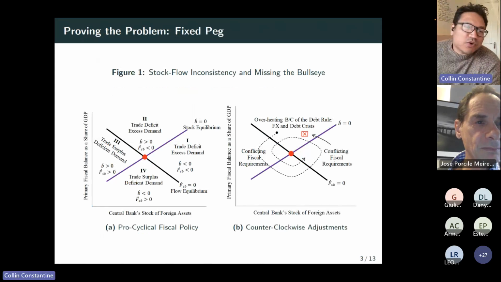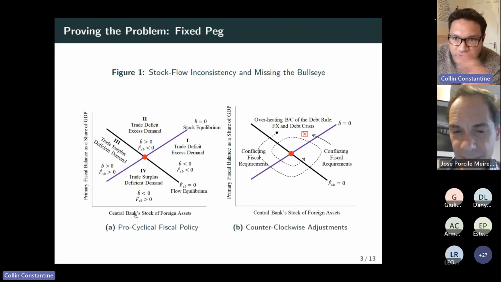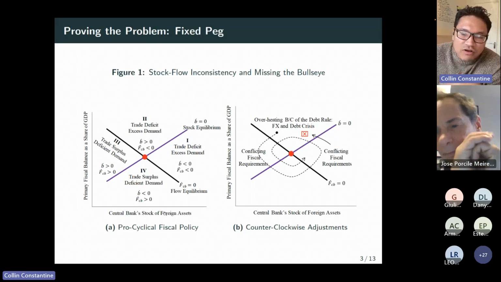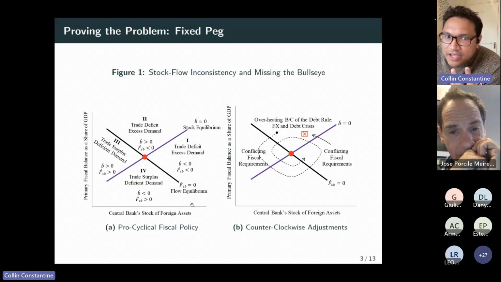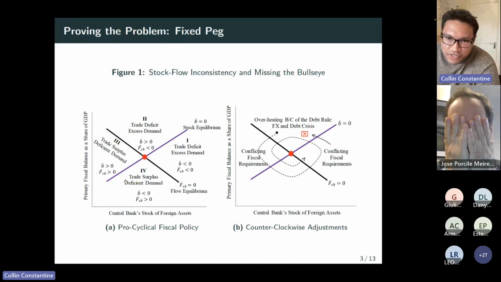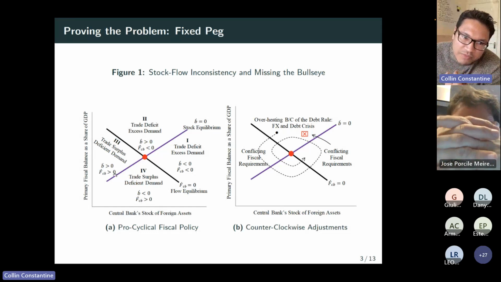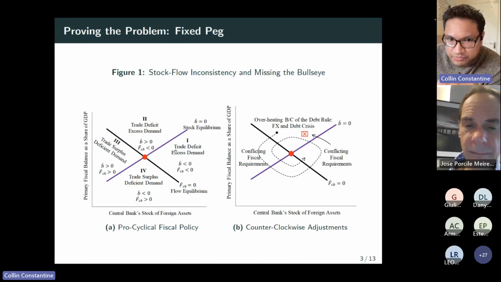All right, just a brief illustration of the problem. What we have here on the y-axis is the primary balance as a share of GDP, and this is for a fixed peg. This is the central bank stock of foreign assets. A higher stock of foreign assets of the central bank means the economy can grow at a faster rate in the longer term. So the debt to GDP ratio may fall, and therefore we need a bigger primary deficit to stabilize the debt to GDP ratio. So there's stock equilibrium here.